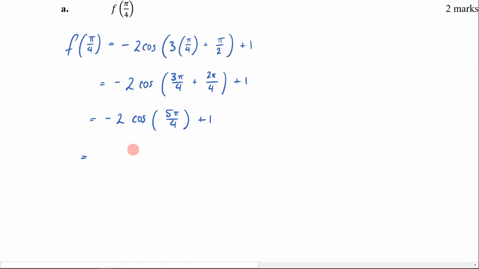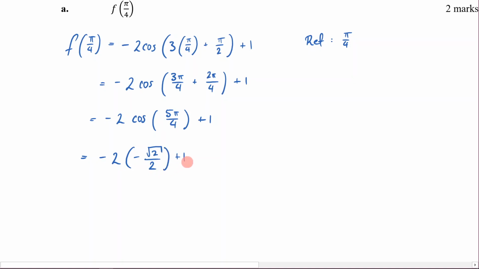Hopefully what you're able to do here is look at this right here and say, hey, this is cos of 5 pi on 4. Well, my reference angle there is pi on 4. And I know that when I have cos of pi on 4, my answer is going to be the square root of 2 on 2. And this is telling me that I'm in my third quadrant. So my answer is going to be negative the square root of 2 on 2. Then I'm going to plus a 1 to it.